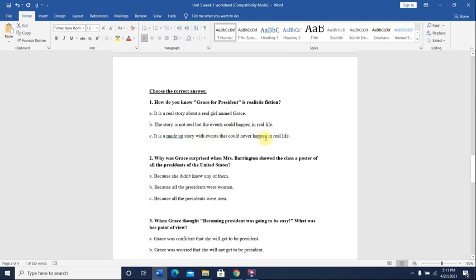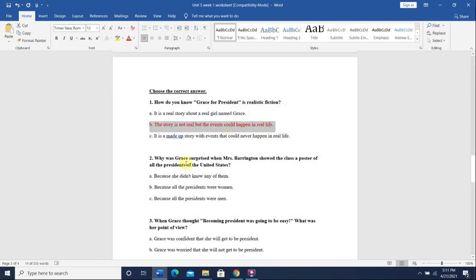So as we mentioned before, the word fiction means the story is not real. And also the characters are not real. So why do we call it realistic fiction? Because the events can happen in real life. So answer number B would be the correct answer.